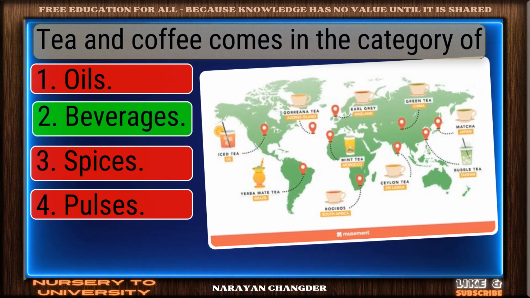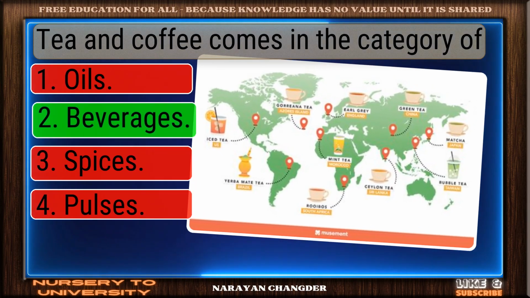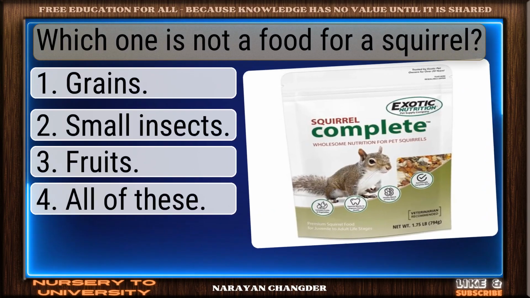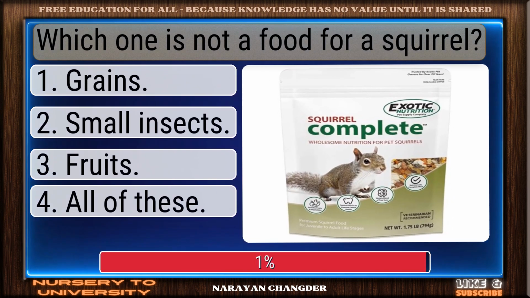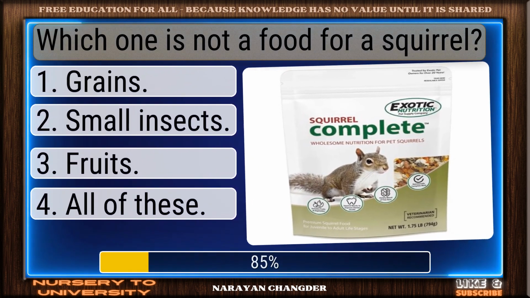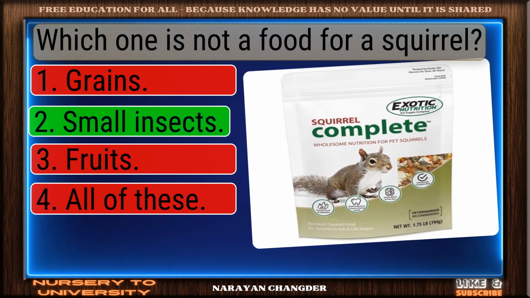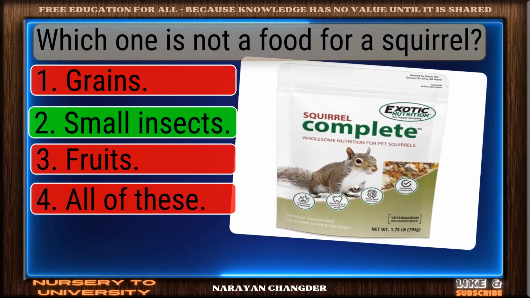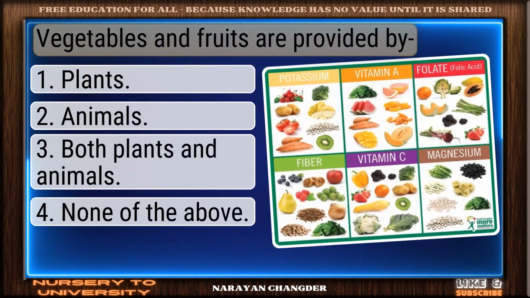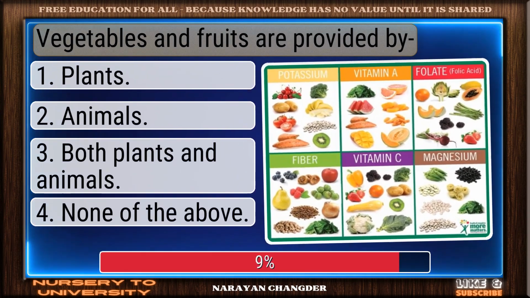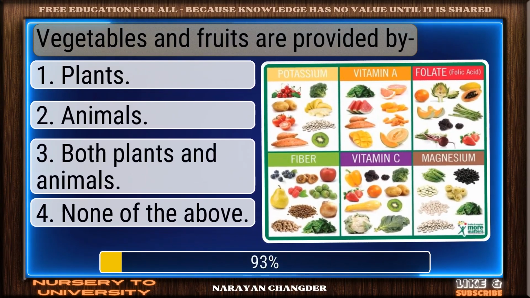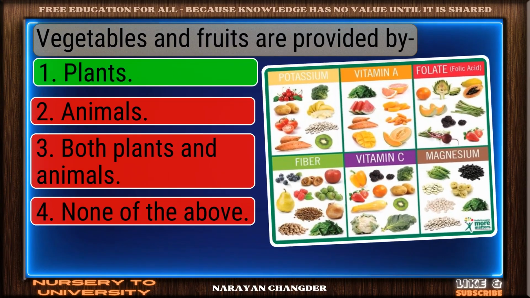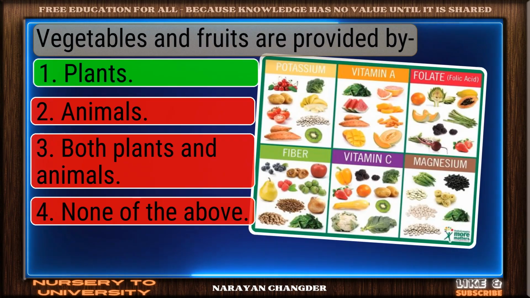Smart pick. Beverages is the correct choice. Which one is not a food for a squirrel? Good job. Your answer, small insects, works well here. Vegetables and fruits are provided by. Well reasoned. Plants is the correct choice.